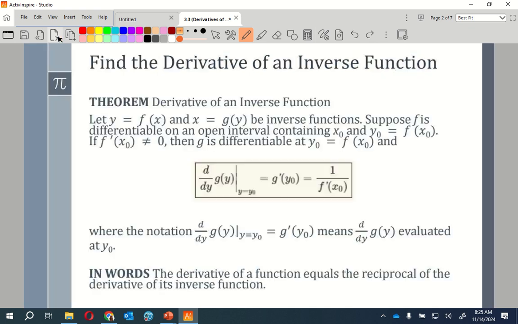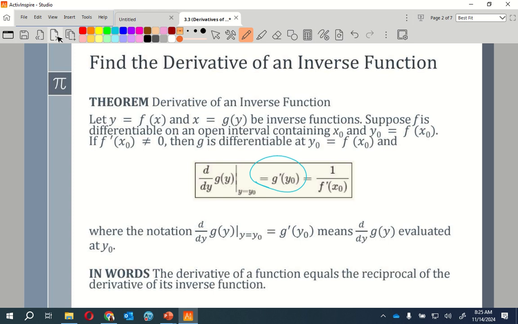It's a very small window that's on there. So, let's see. The derivative of an inverse function theorem. Now, this is normally super confusing, so I want you to write it down and emphasize this. g goes with the y. That's the function in terms of y. Okay? It is equal to 1 over the derivative of f in terms of x.